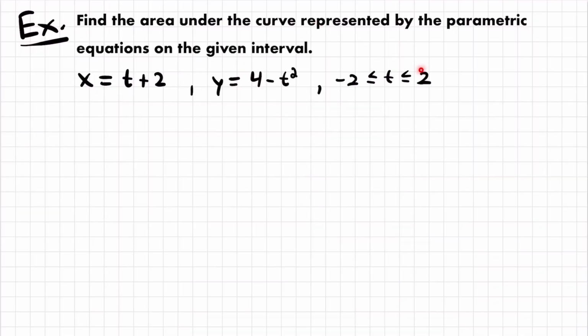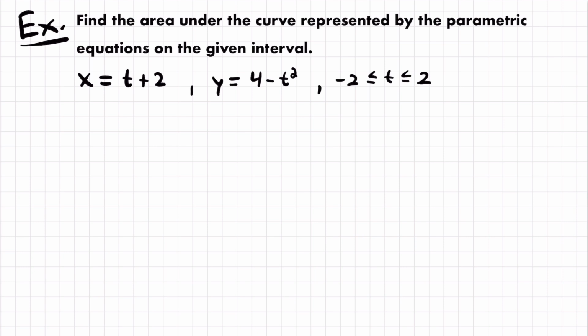All right, so here's our first example. We want to find the area under the curve represented by the parametric equations on the given interval. And our two parametric equations are x equals t plus 2 and y equals 4 minus t squared. And then the interval for which we want to calculate the area between is from values of t from -2 to +2.